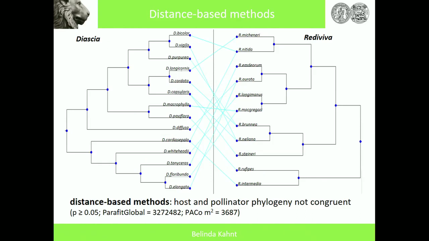What we found with the distance-based methods, both ParaFit and PACo, was that our Diascia phylogeny and the Rediviva phylogeny are not congruent, which you can already guess here, because in light blue you have the links between which bee visits which plant, and you see it's completely a mess, so it's completely random.